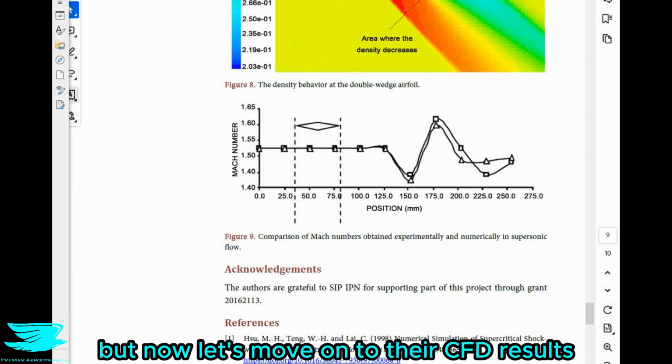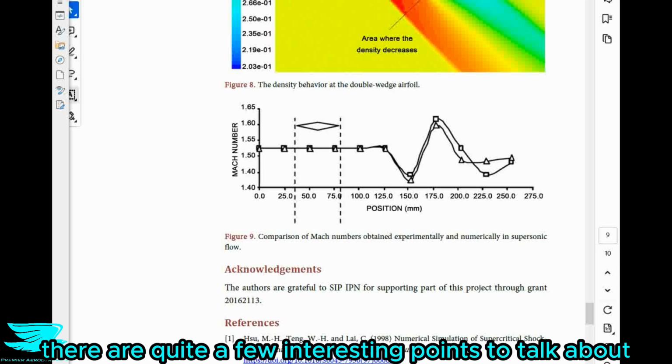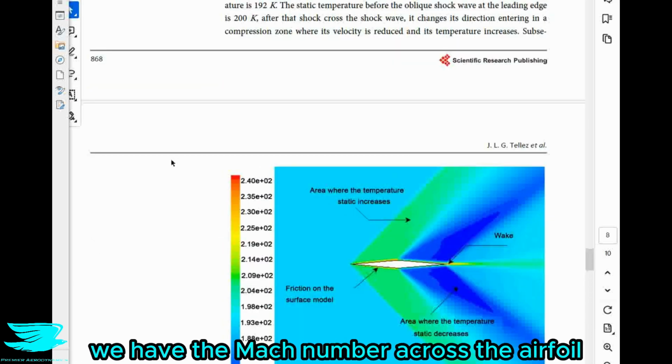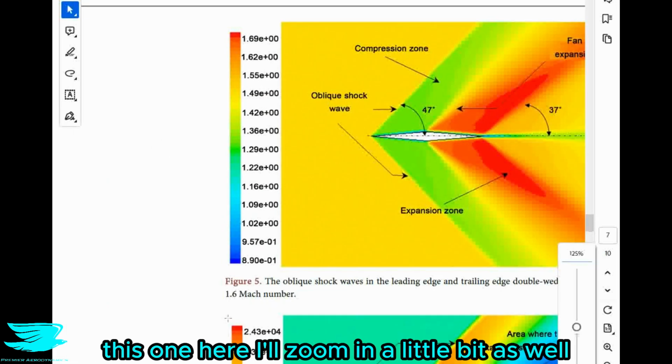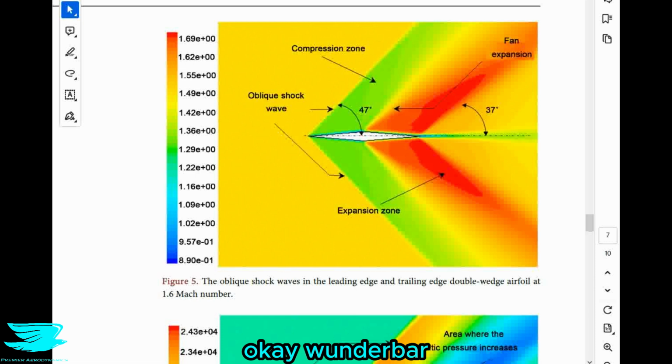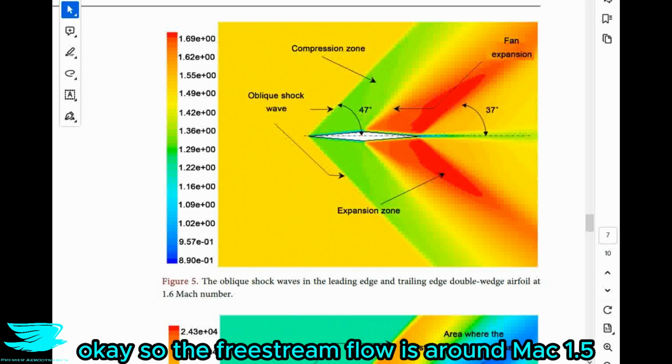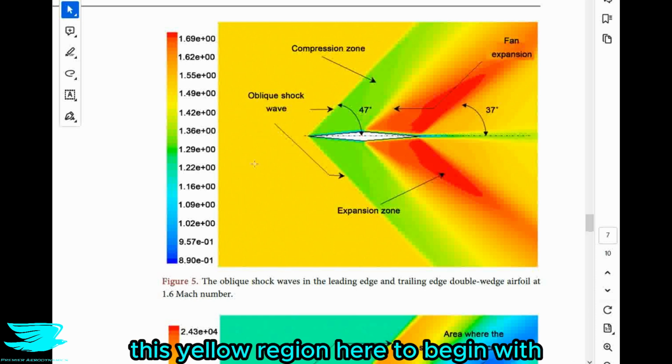But now let's move on to their CFD results because there are quite a few interesting points to talk about. So going back to figure 5, we have the Mach number across the airfoil, this one here. I'll zoom in a little bit as well. Okay, wunderbar. So the free stream flow is around Mach 1.5, this yellow region here.